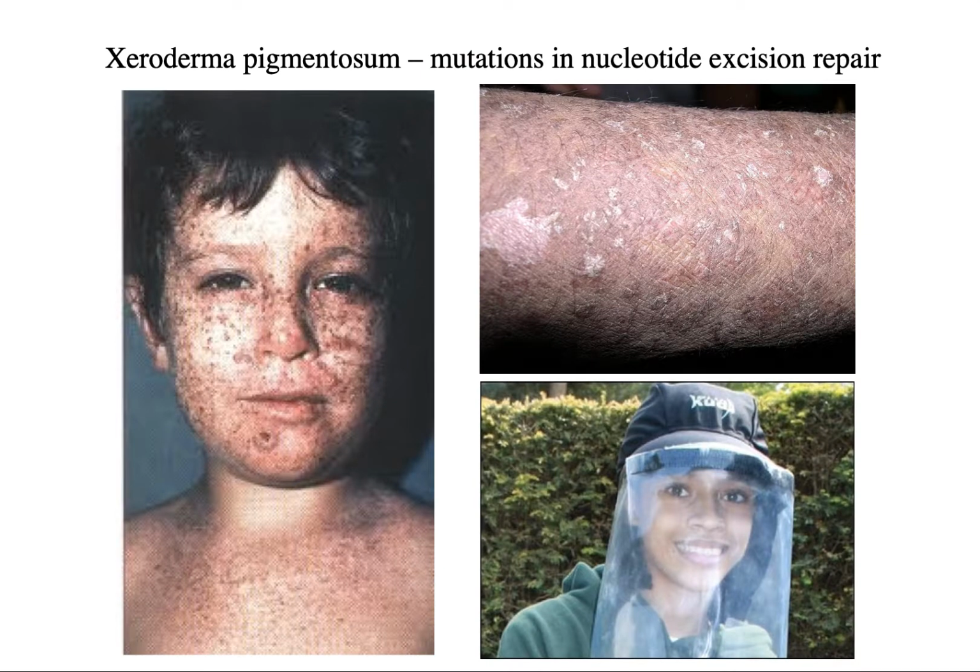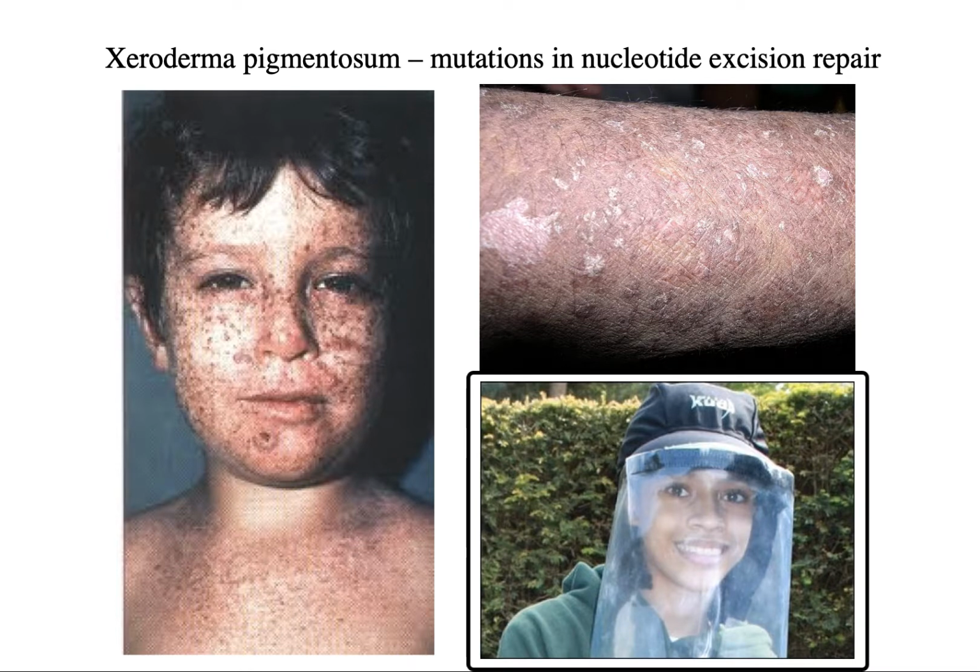One disease that I mentioned in the DNA mutation video is xeroderma pigmentosum. These are mutations in the nucleotide excision repair pathway. If people with these mutations go out in the sun, they immediately get lesions from that, in addition to sunburn. Some of them can turn into skin cancers.